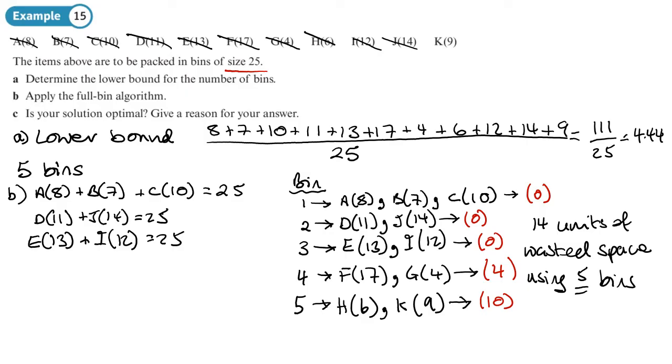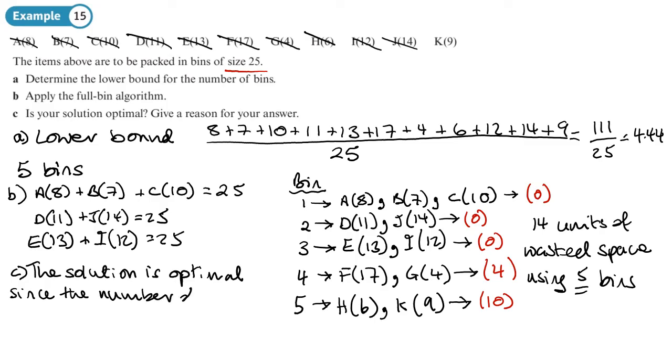Part C asks, is this solution optimal? Give a reason for your answer. Well, it is optimal because the number of bins used is equal to the lower bound. Okay, so the solution is optimal, since the number of bins used equals the lower bound.